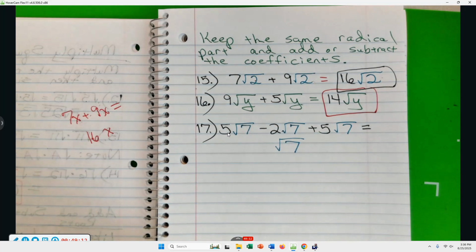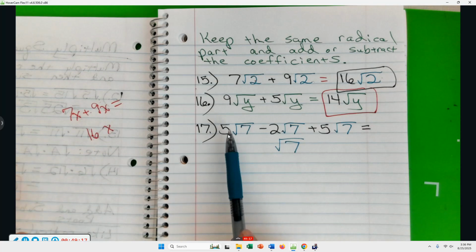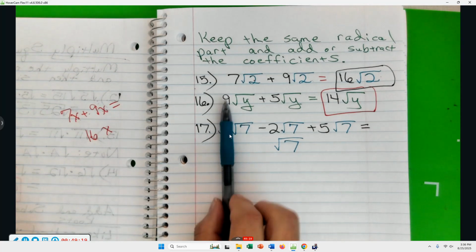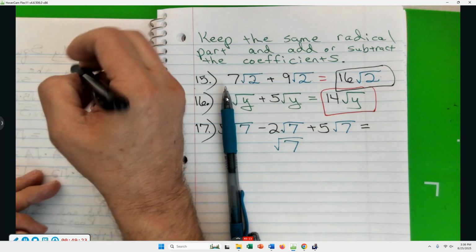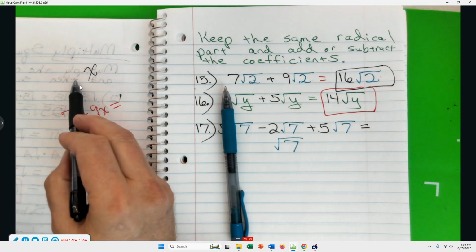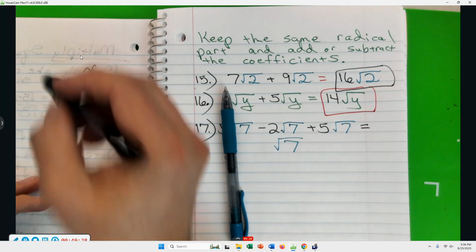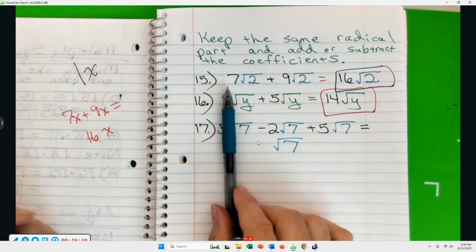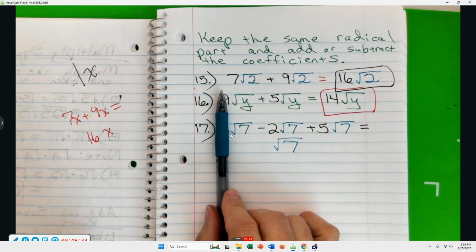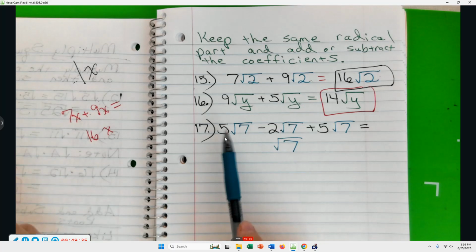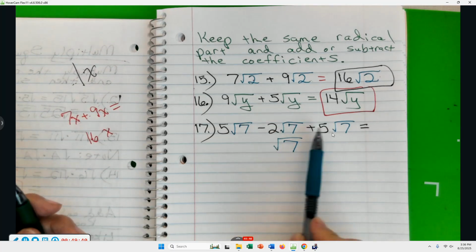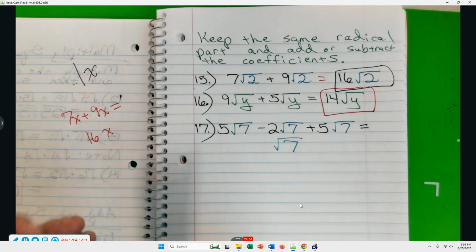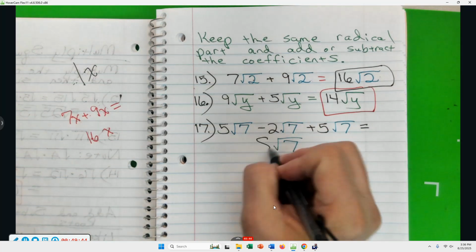Now, we're going to add and subtract from left to right, looking at the coefficients. Oh, I should have asked, suppose there isn't a coefficient there on that radical. If you see the variable x, and you don't see a coefficient, what do you assume is there? 1. Okay, good. So if there'd been one that didn't have a coefficient, you would assume it's a 1. But here we have 5 minus 2 plus 5 gives me 8 square roots of 7. Good.